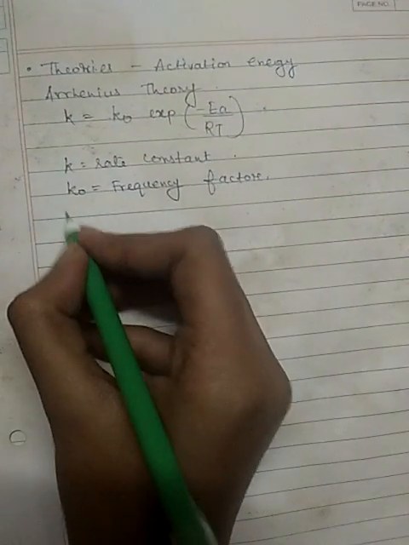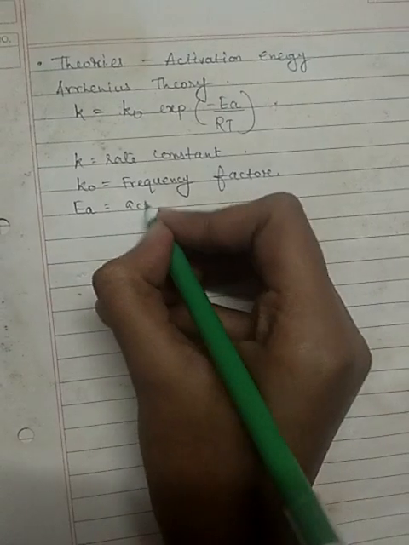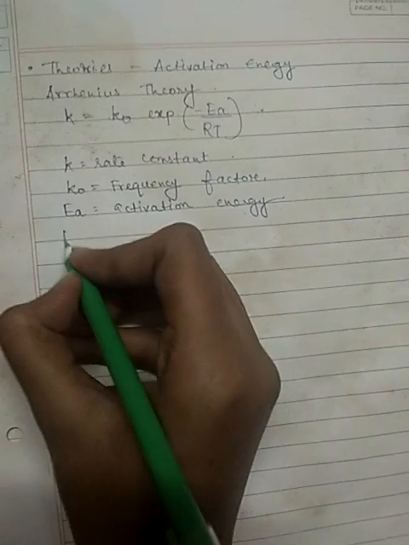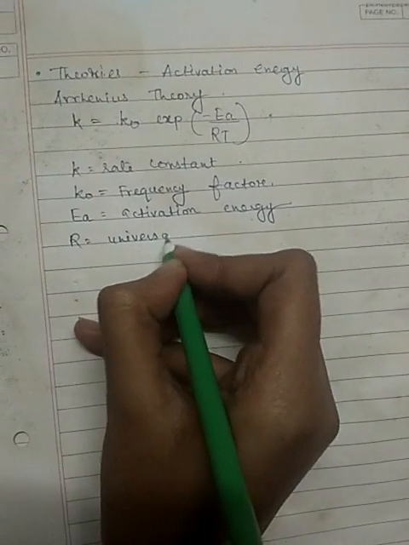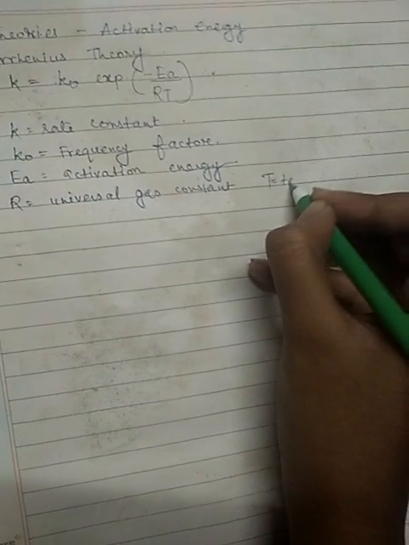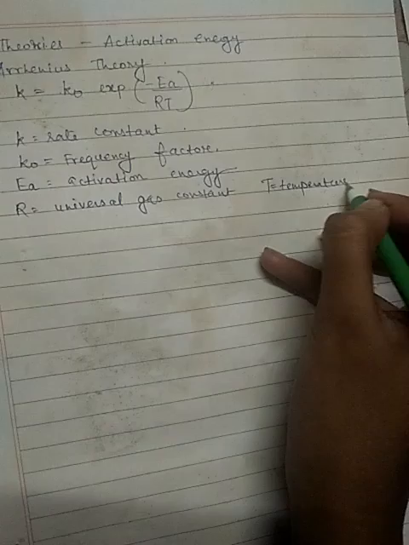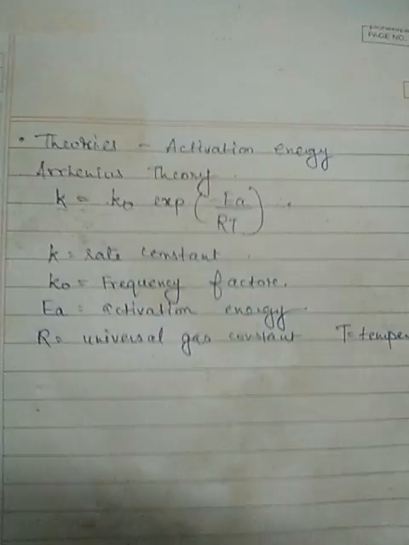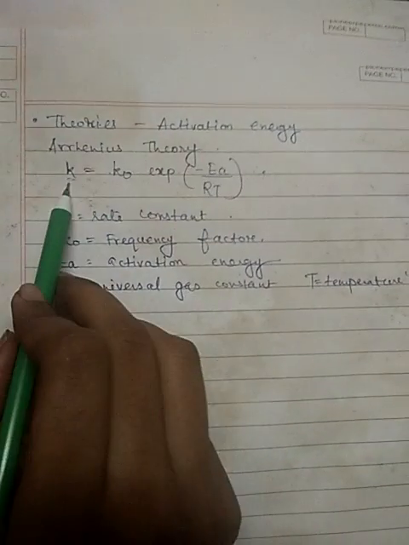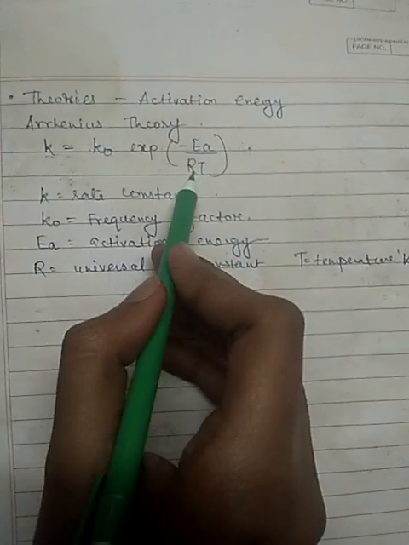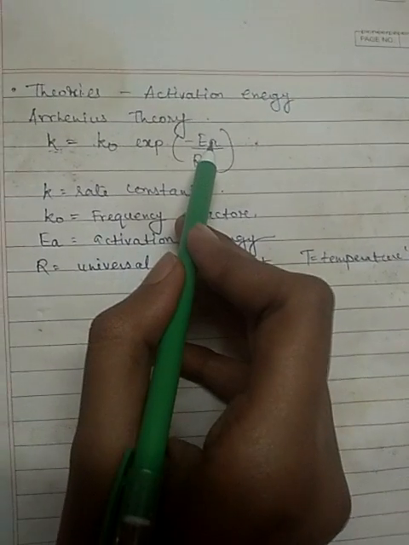Exponential of minus EA. EA is nothing but your activation energy. R is of course the universal gas constant, and T is your temperature, usually in the absolute scale. Okay, temperature in Kelvin. Now rate constant just determines the pace at which your reaction is occurring. So oftentimes you are said, suppose there is a reaction whose rate constant at a particular temperature is given and its activation energy is also given.